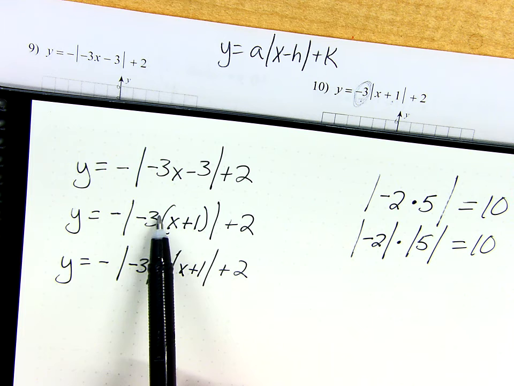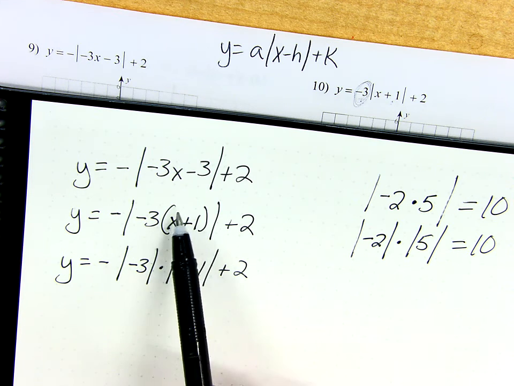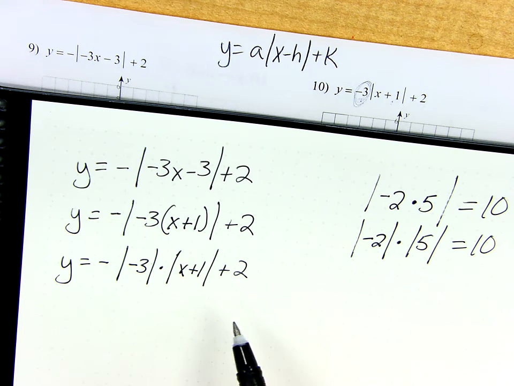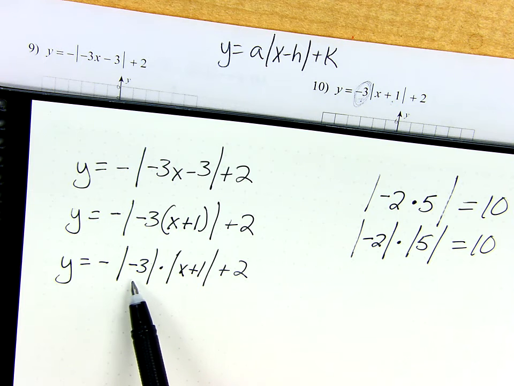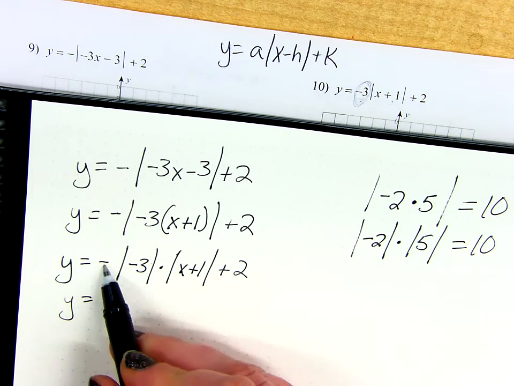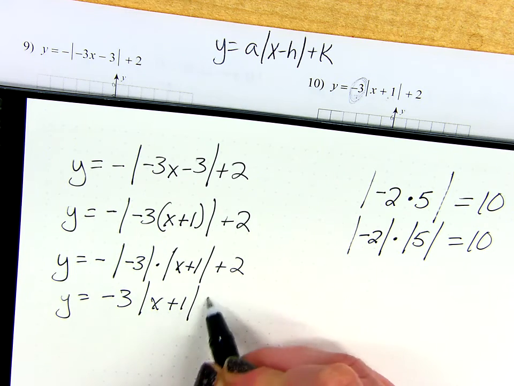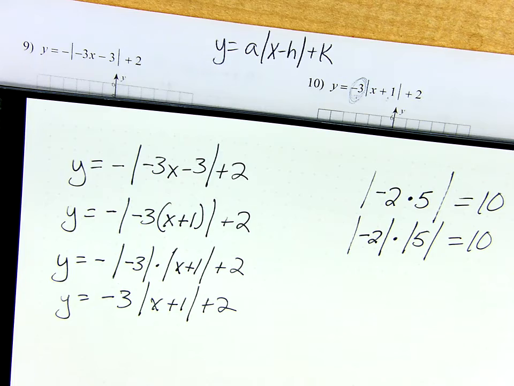But now that I have multiplication, I can do the absolute value of -3 by itself and the absolute value of x plus 1 by itself. And then I just bring down that plus 2. And then we're almost there. I know the absolute value of negative 3 is just 3. So when I evaluate this, I still have that negative out in front. Now I just have negative 3 times the absolute value of x plus 1, plus 2. And now it is in the form that I wanted. So I do know what the vertex is, and I know how to graph all the other parts. I just have to do this weird factoring step first to get there.